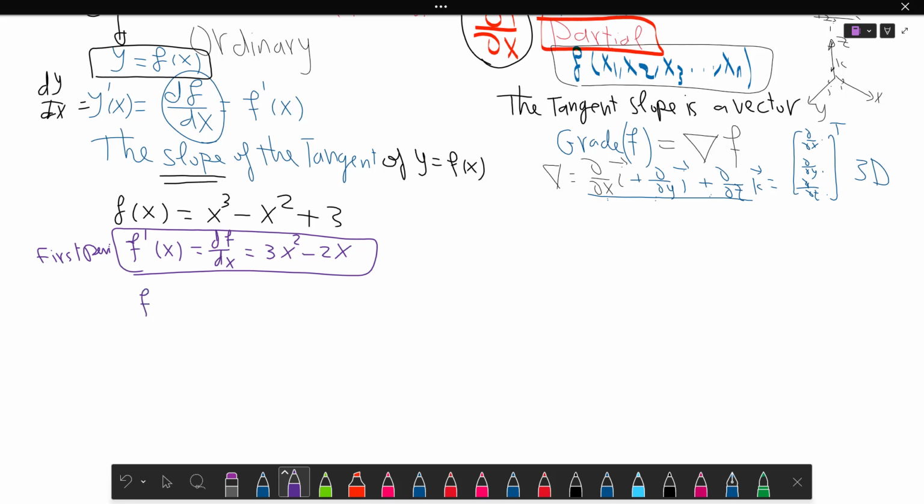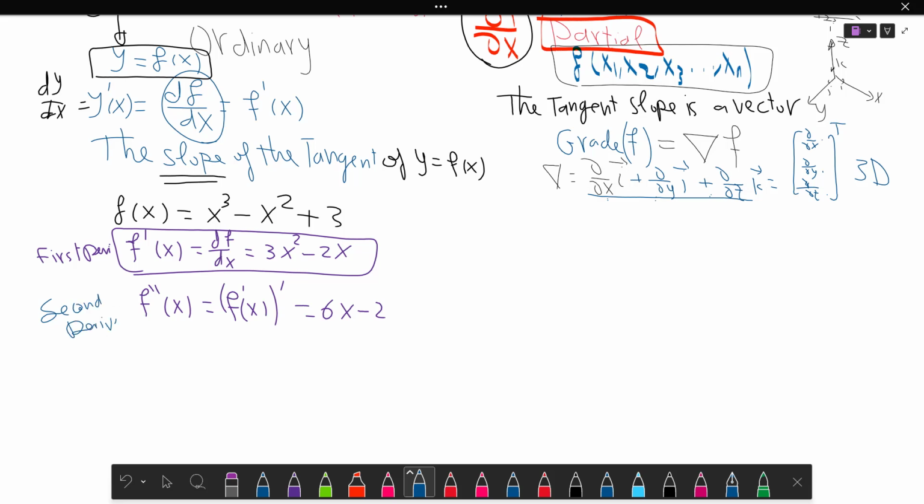What is the second derivative? The second derivative is the derivative of the first one, right? So differentiate again. 6x minus 2. Excellent. Great, great. Now this is the second derivative, and you can carry on, right?